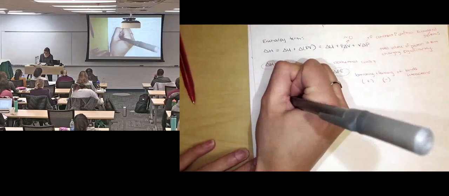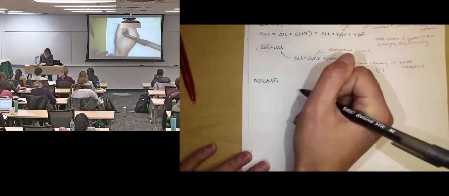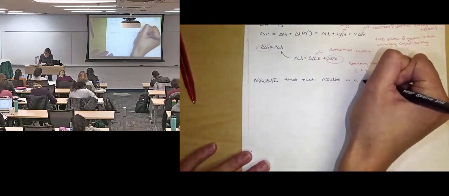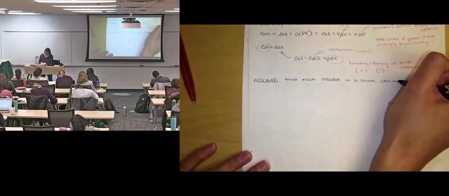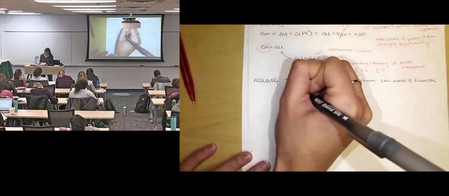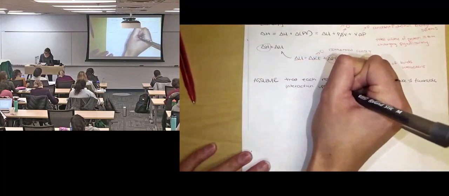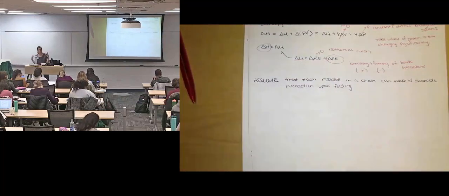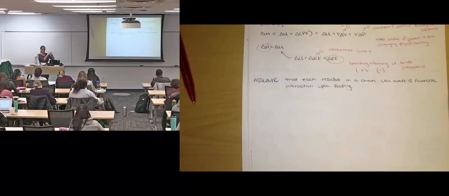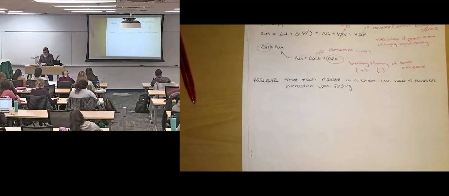Another lovely assumption. Assume that each residue in a chain can make one favorable interaction upon folding. I mean, this kind of makes sense. Any one residue, once it starts to fold up, might participate in a disulfide bond or a salt bridge or van der Waals, but it's probably not participating in a bunch of those. So this is a pretty reasonable thing: when I fold it up, it's going to get to make one favorable interaction with something nearby.